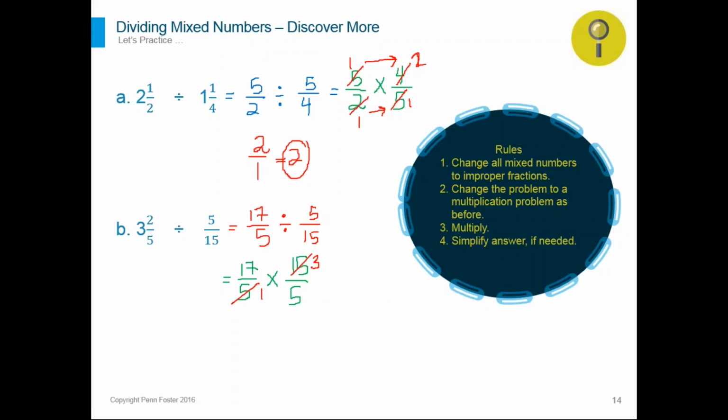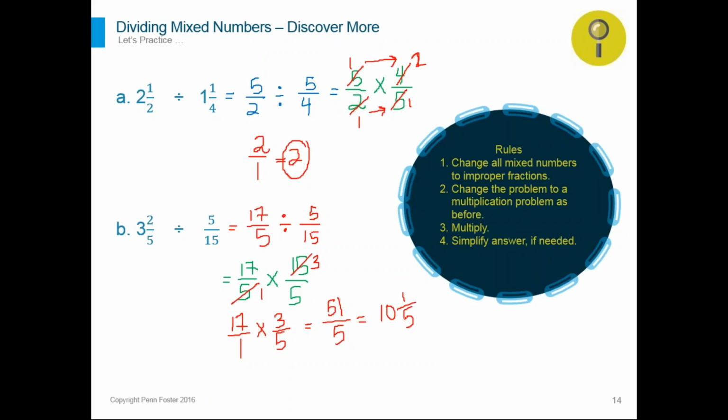Anything else? Nothing. So far we are multiplying 17 over 1 times 3 over 5. Multiply across: 17 times 3 will give you 51, and then over 5. Not in simplest form since it's an improper fraction. Change it to a mixed number, which is 10 and 1 over 5. That's it.